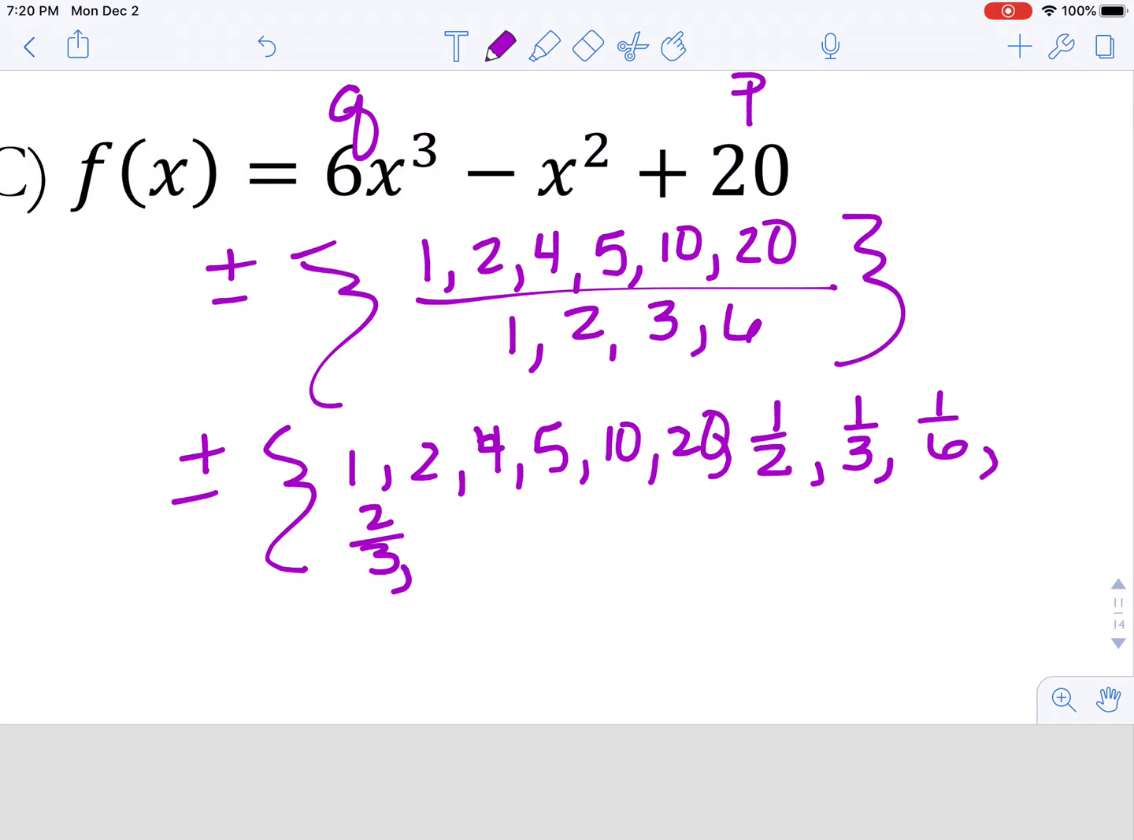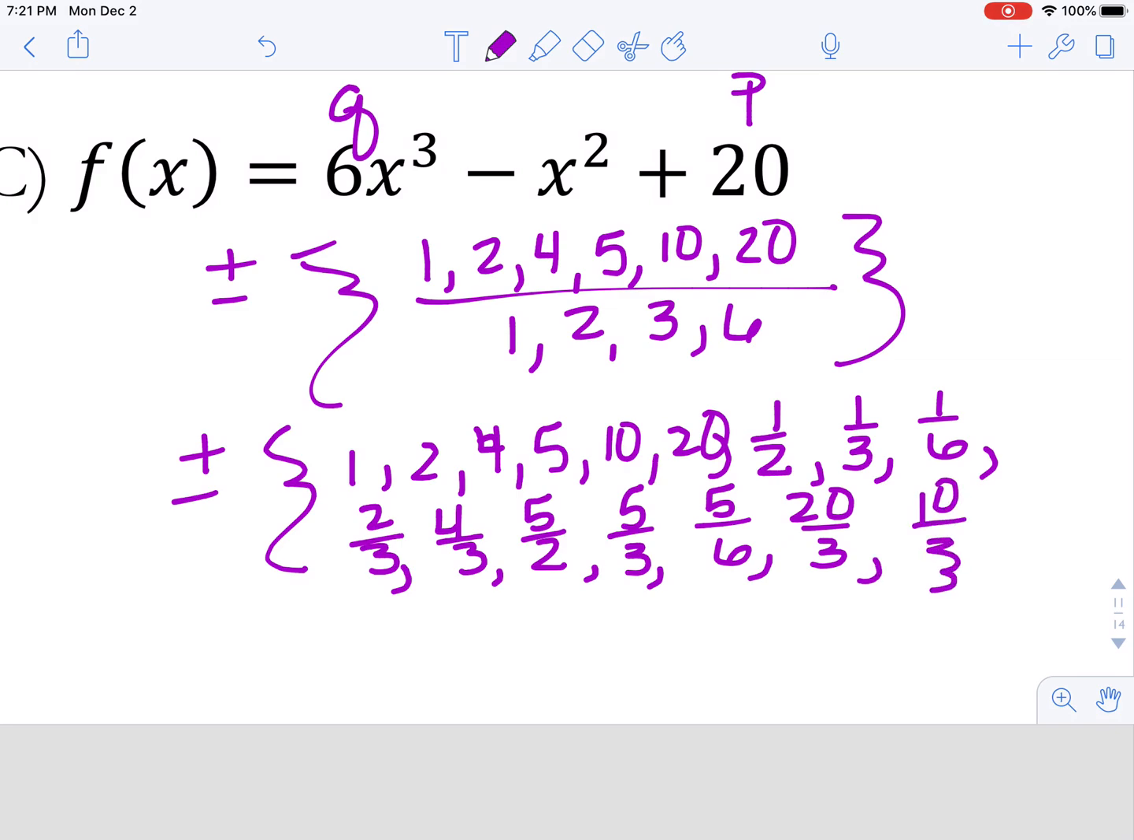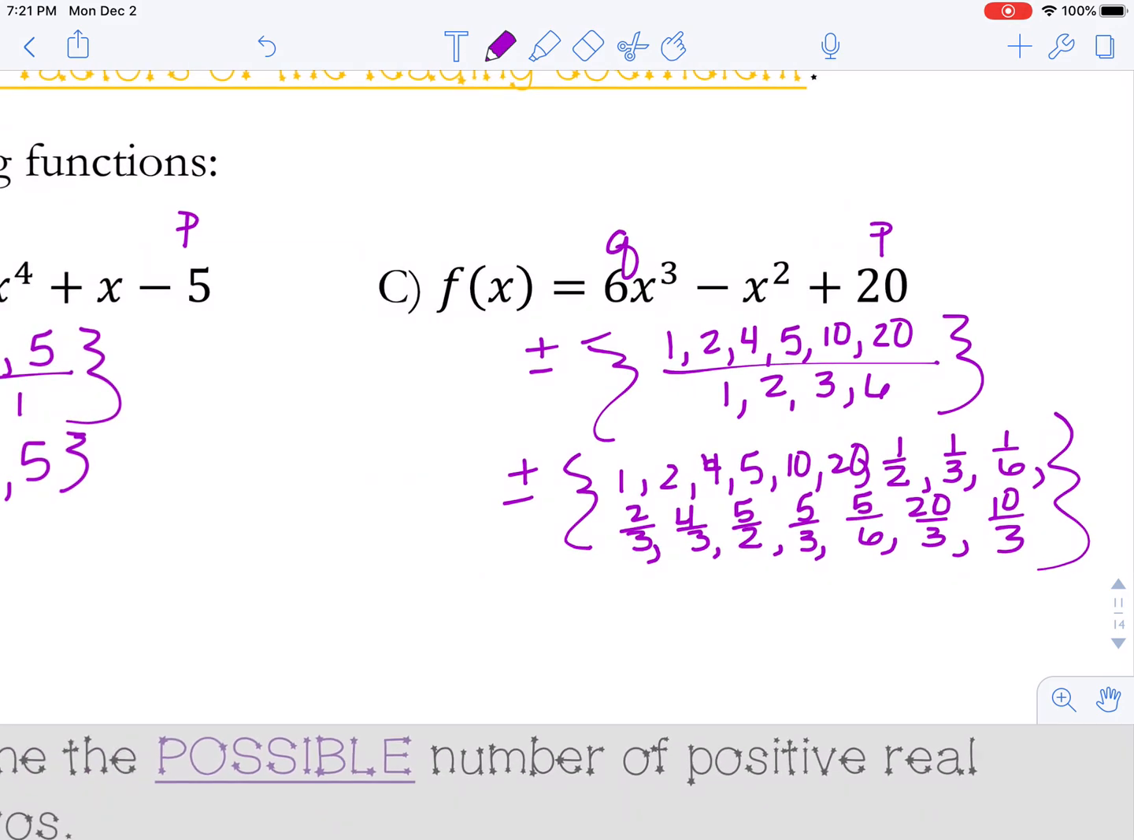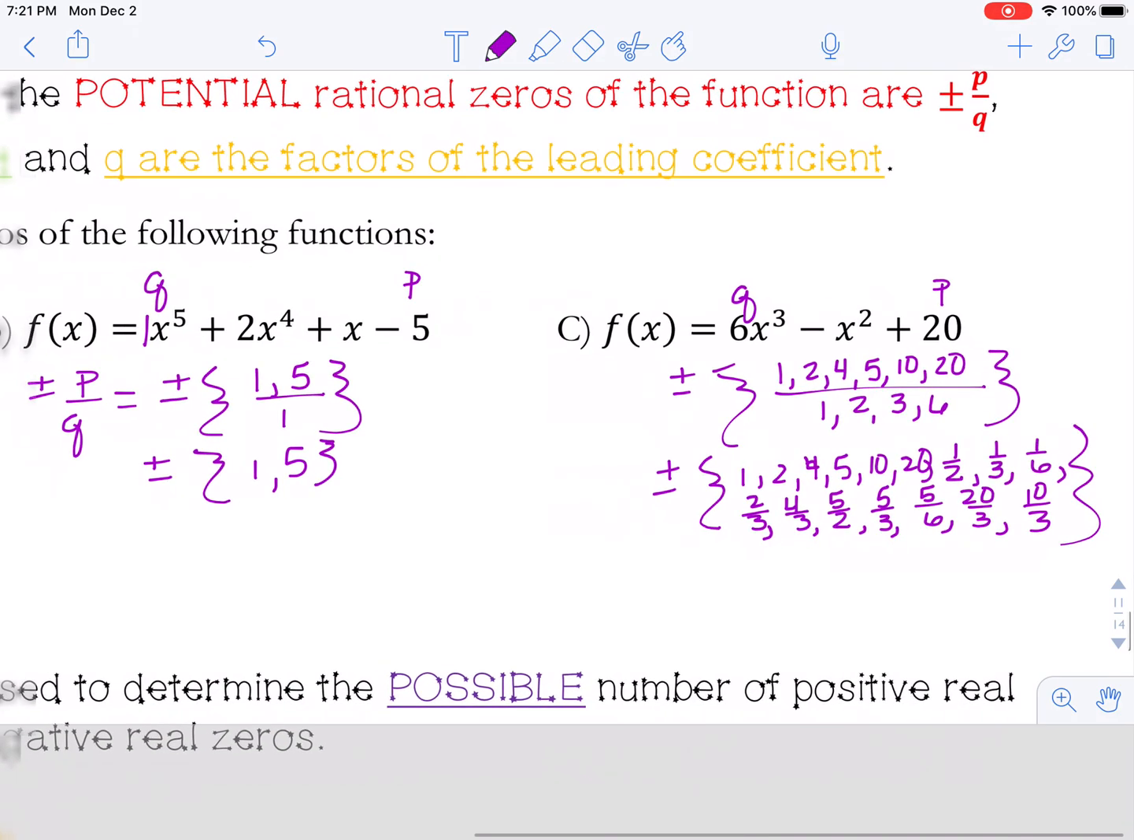I would continue through the rest of the problems, the numbers on top. And so I would have 4/3, 5/2, 5/3, 5/6, 20/3, and 10/3. And keep in mind that everything is plus or minus. Wow, there are a lot of different options for rational zeros. So these could just help you out when you're trying to find zeros of the functions. These are possible ones. You can list them out and it can help you as a starting point.